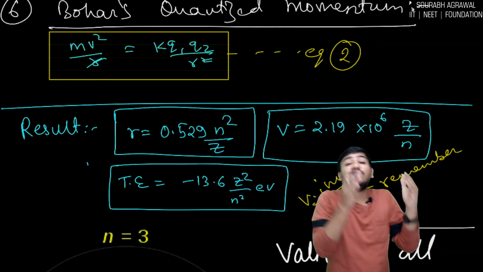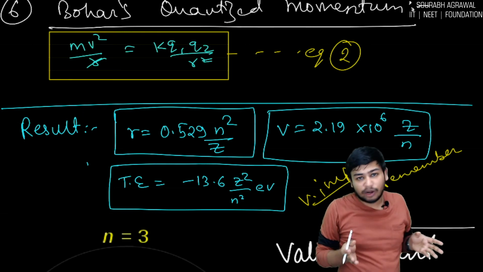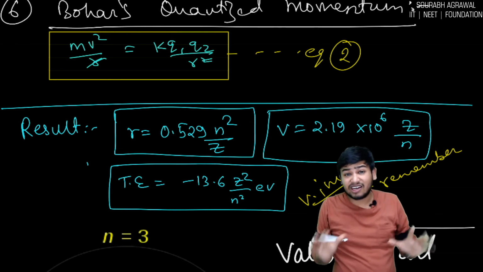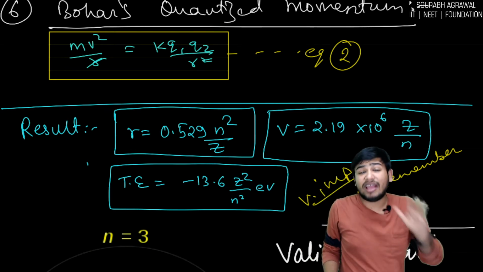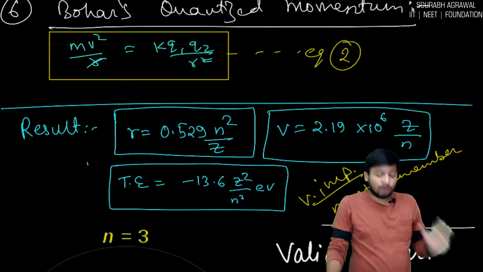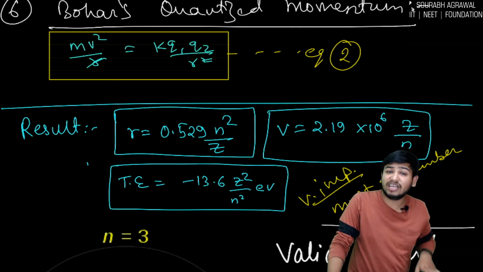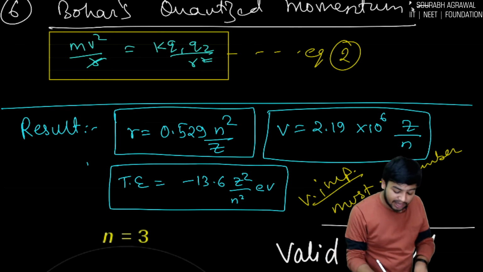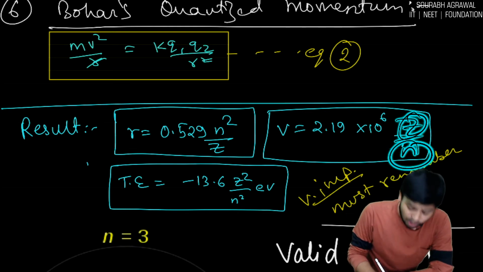I will tell you, in the first state. First state means the nearest orbit. Are you getting my point? All these things are clear. Only you have to remember these formulas. R is equal to 0.529 n square by z. What is your velocity? 2.19 into 10 raised to power 6 z by n, where z is the atomic number and n is the orbital number.